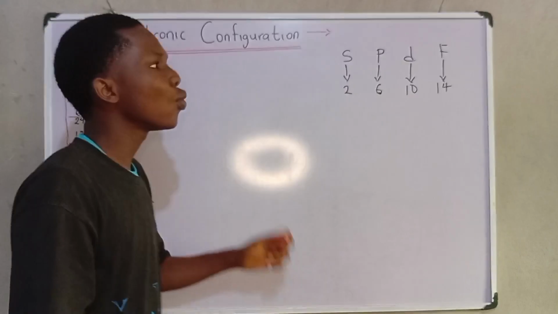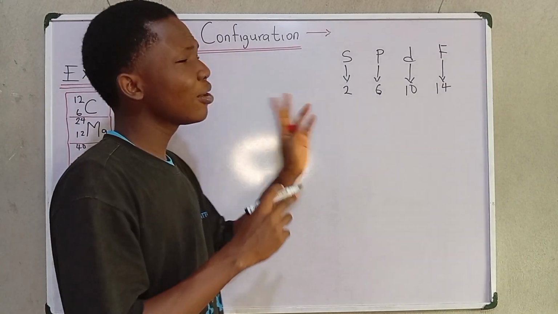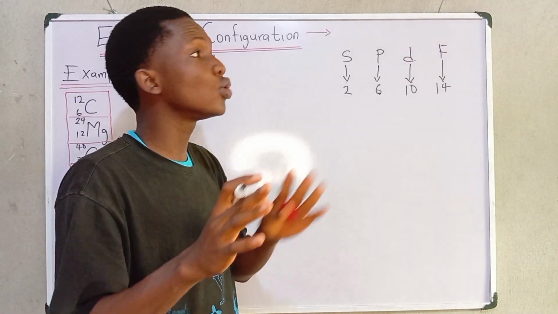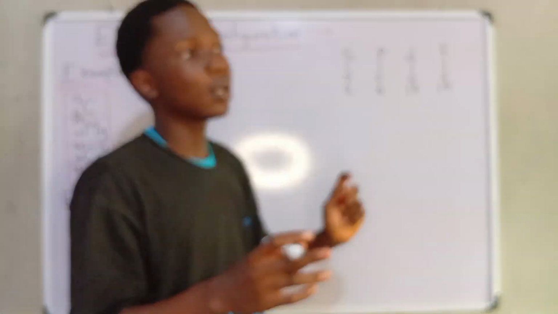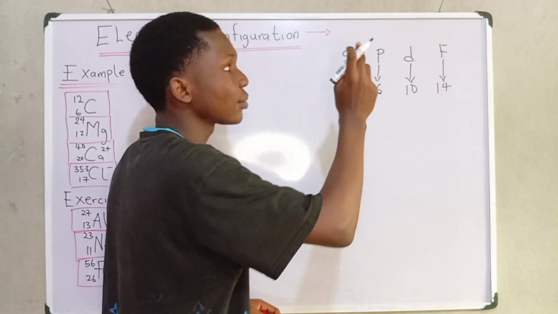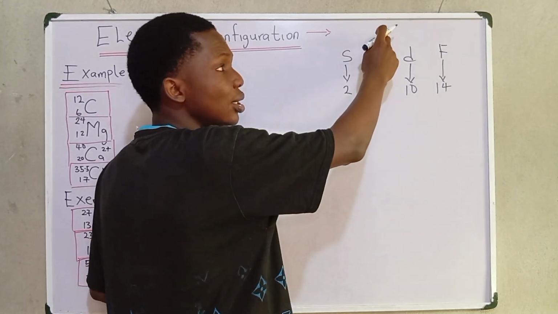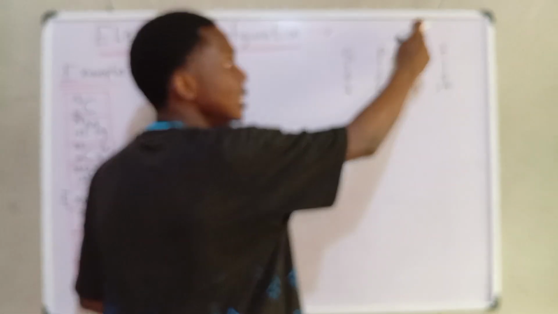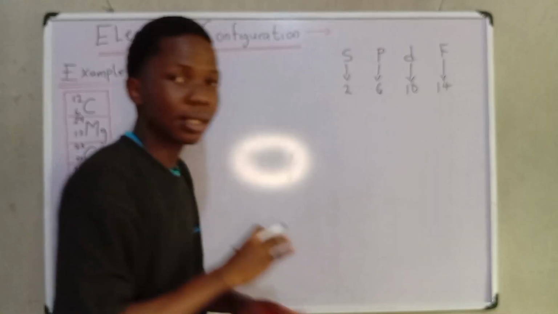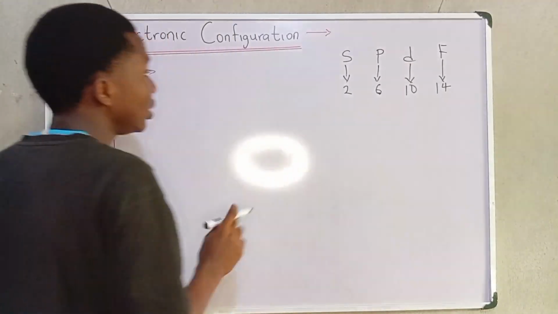Now, aside from this, what else do we need? Okay, we're not focusing on this aspect now. So I'm just going to say it in case of those of you who don't know the shapes of each of these orbitals. The first one, which is S, is spherical. P is dumbbell in shape. D is double dumbbell in shape. And F is complex. I hope you get that in case you don't know it before.